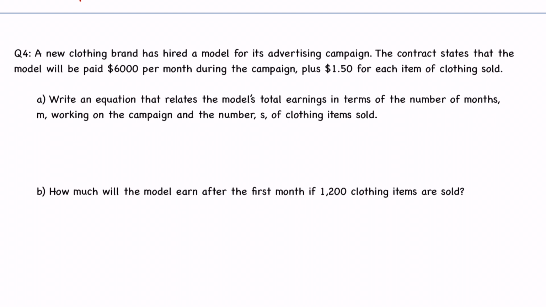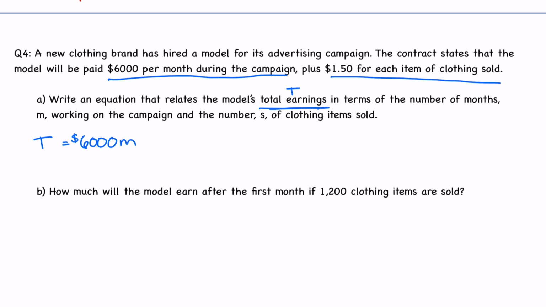So our equation is supposed to model the total earnings. So we'll let our total earnings be T. Our model earns $6,000 per month during the campaign, plus $1.50 for each item of clothing sold. So our total earnings depends on the number of months that the model is doing the campaign and also how much clothing is sold. So our total earnings is going to be equal to $6,000 per month, so times the number of months.